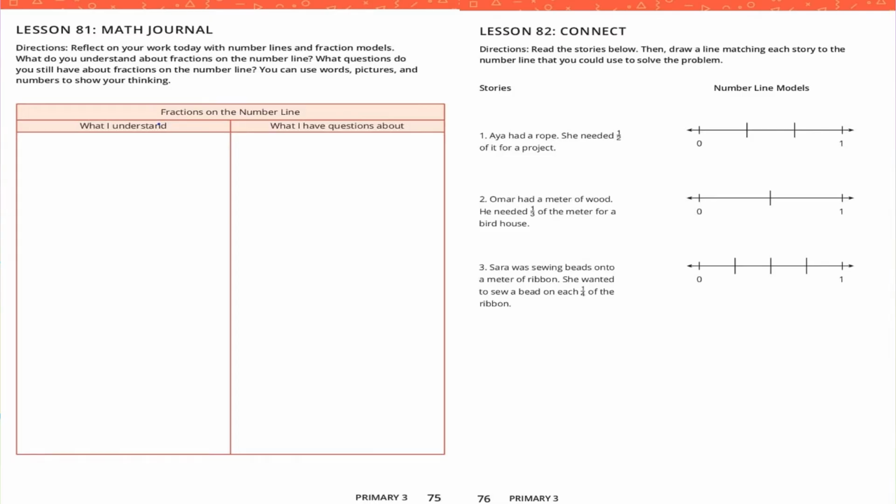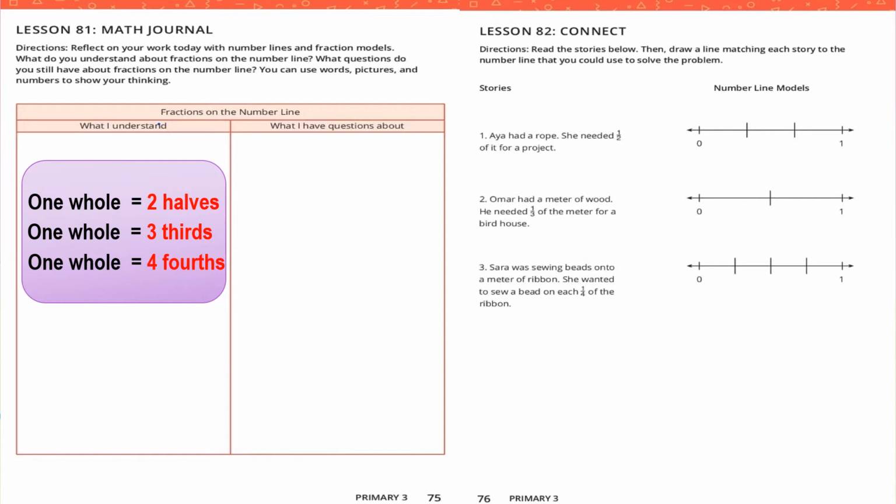Let's move to our math book. Lesson 81, the math journal. Here we have a table and 2 columns. The first column is about what you understand about fractions on the number line. What I understand? I understand the whole one equals 2 halves, 3 thirds, 4 fourths, 5 fifths, and so on. What I have questions about. If you have any question, you can write in the comments.